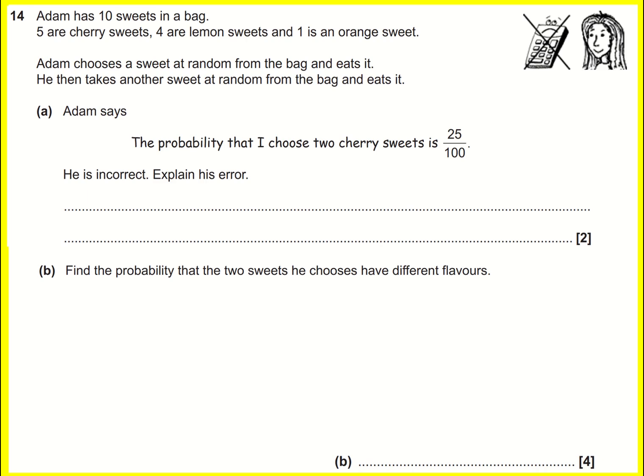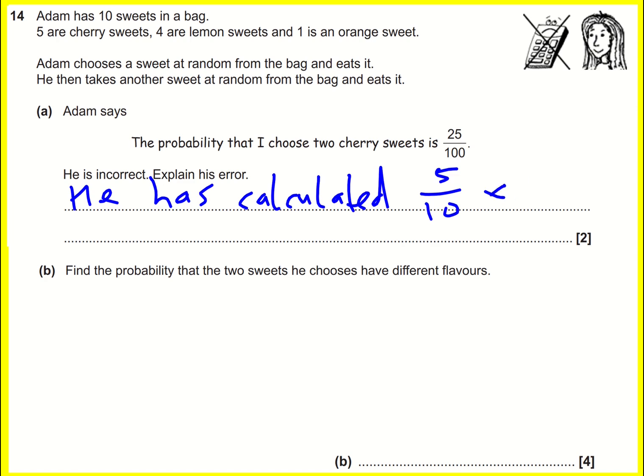So Adam says the probability that I choose 2 cherry sweets is 25 over 100. Where on earth could he have got that from? Well, he has calculated 5 over 10 because that is the probability of picking 1 cherry sweet, but then he's multiplied it by 5 over 10. And that does give 25 over 100, but that's not correct because this second term is not correct.